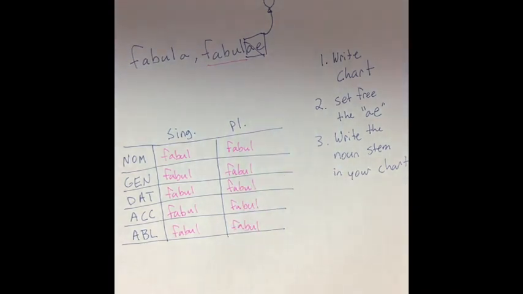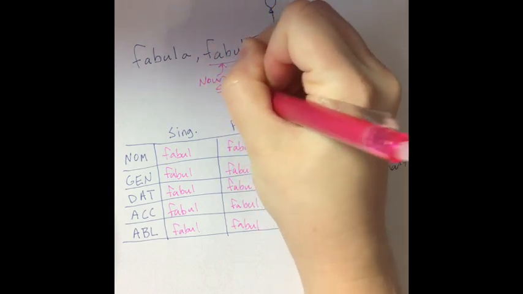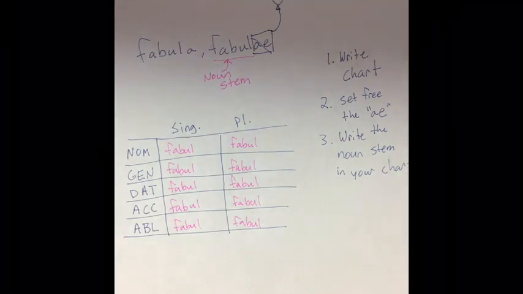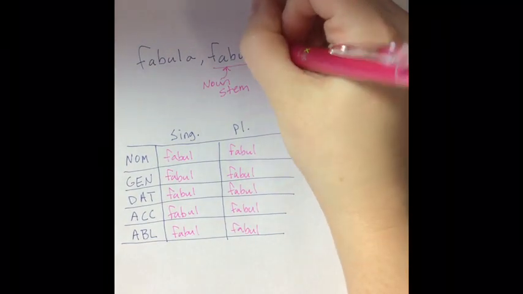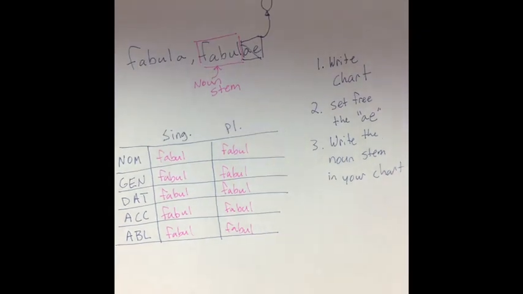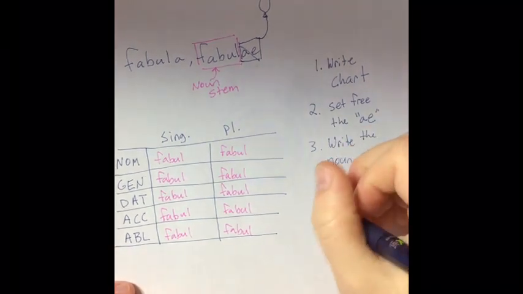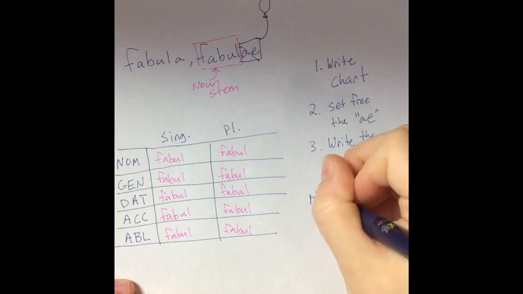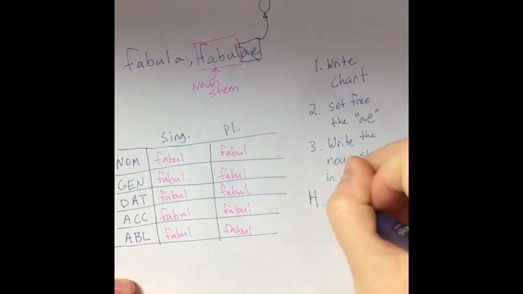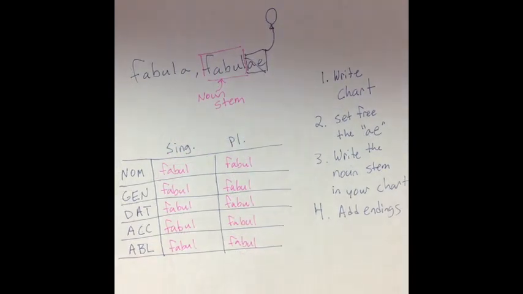All right, so we've written that in all of our boxes, so we have our noun stem, and let's go ahead and label that as our noun stem. I'm going to box that off just to make it even clearer. There we go. So we have written our noun stem in our chart. Then all we have to do is step 4: add our endings.